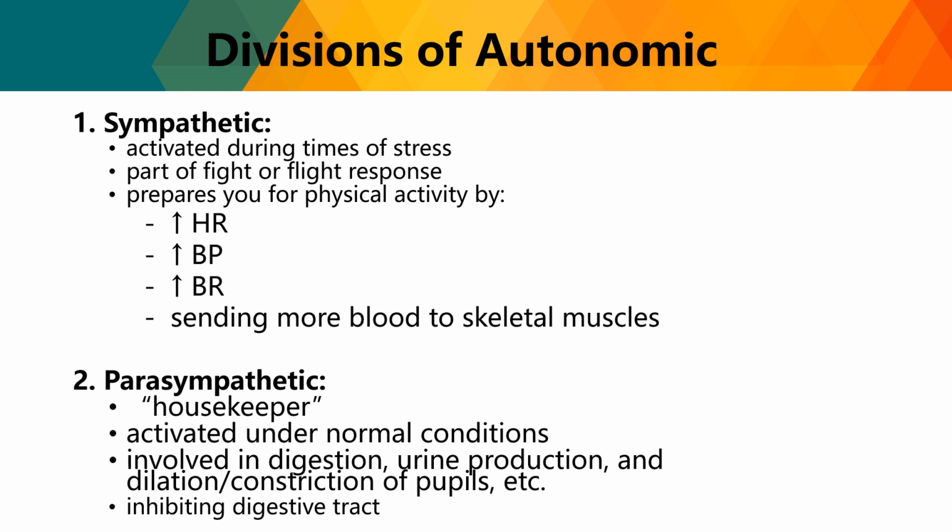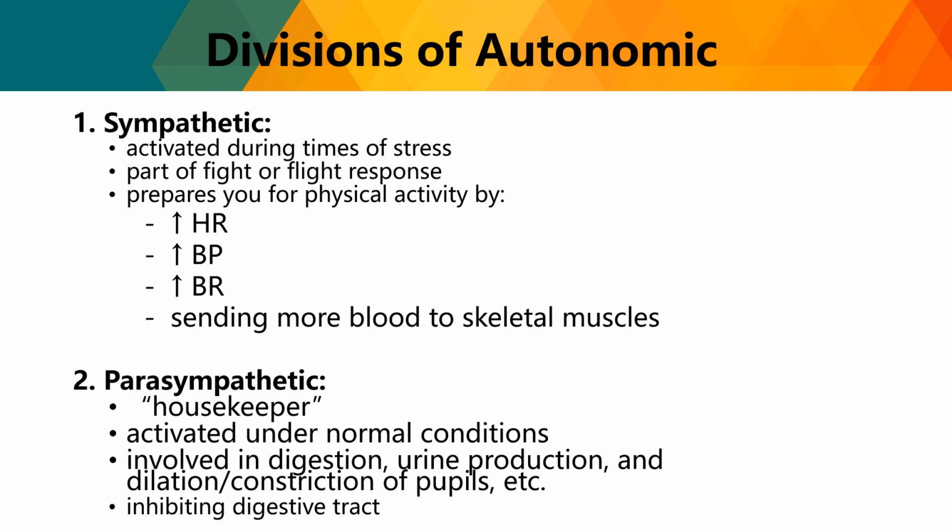So the divisions of the autonomic system, again, you have your sympathetic. So it is activated during times of stress. It's part of what you call the fight or flight responses, and it prepares you for physical activity by increase of your heart rate, increase of your blood pressure, and increase of your breathing rate. So it's sending more blood to your skeletal muscles. So these are the types of reactions wherein nagugulat kayo, nai-stress kayo, hina-high blood kayo. Okay? So that's what you call the fight or flight response.